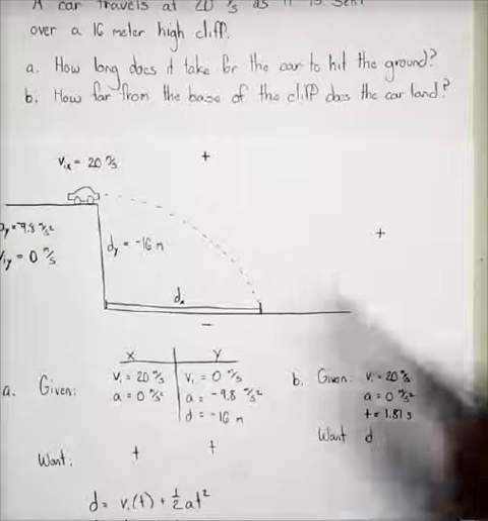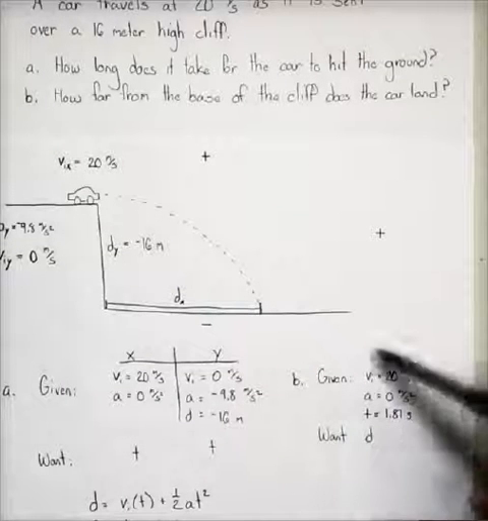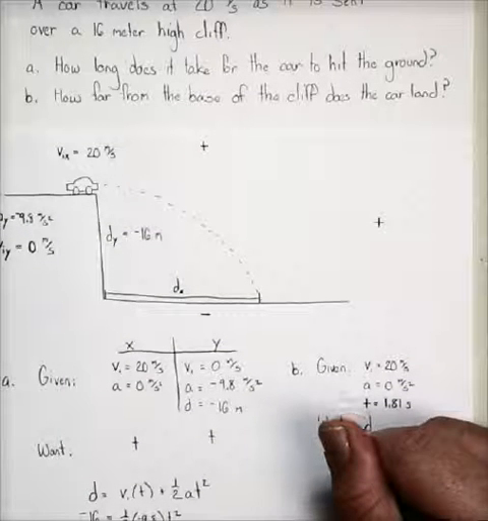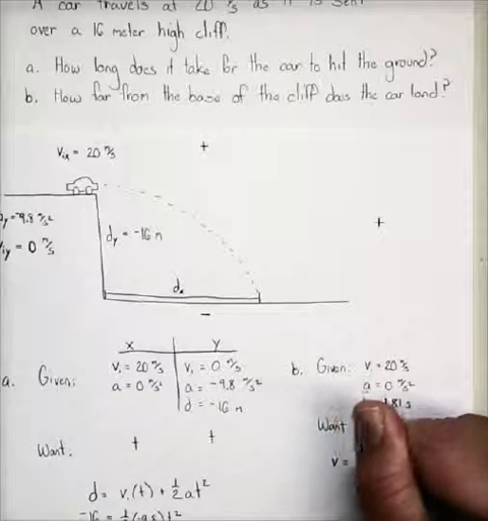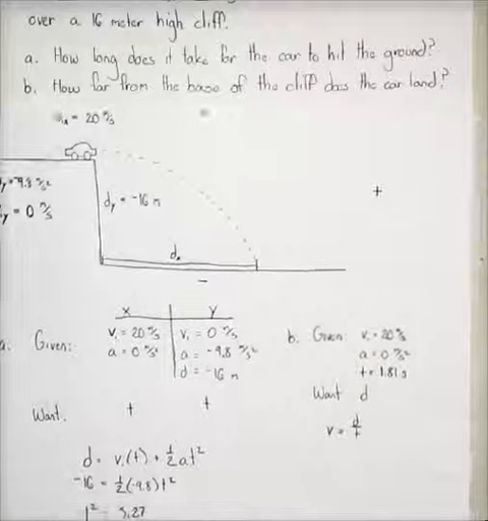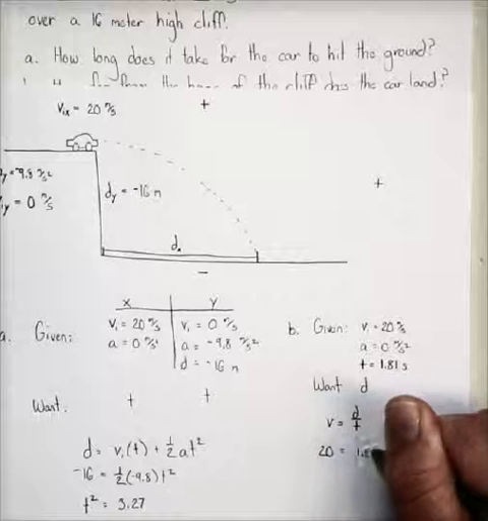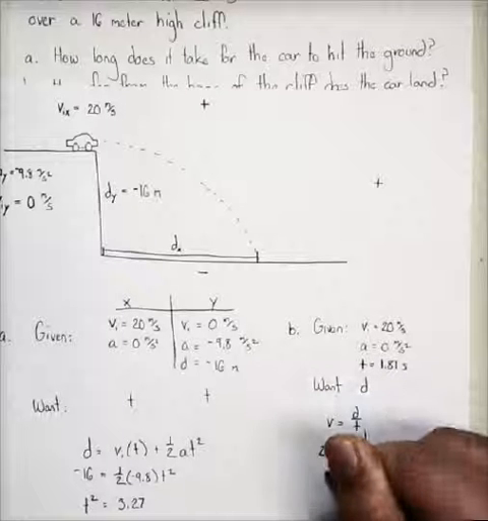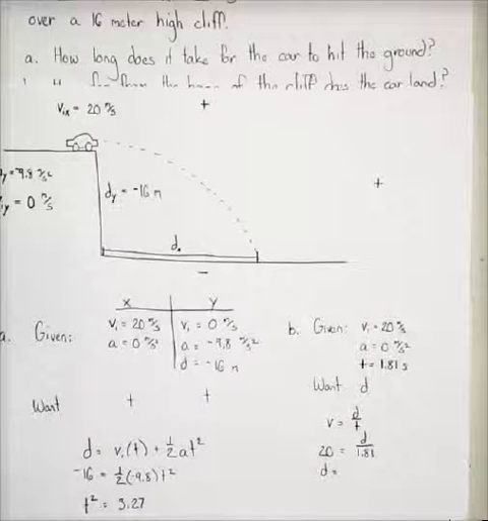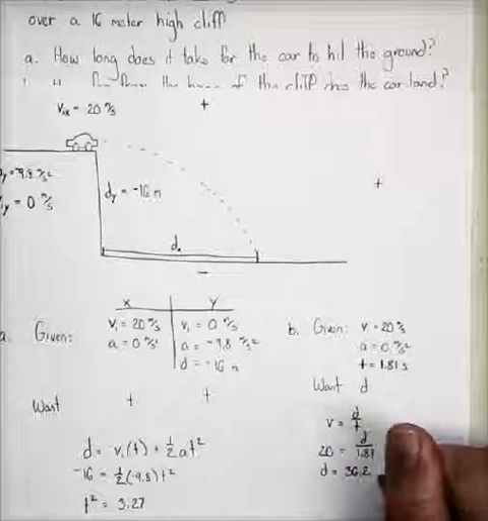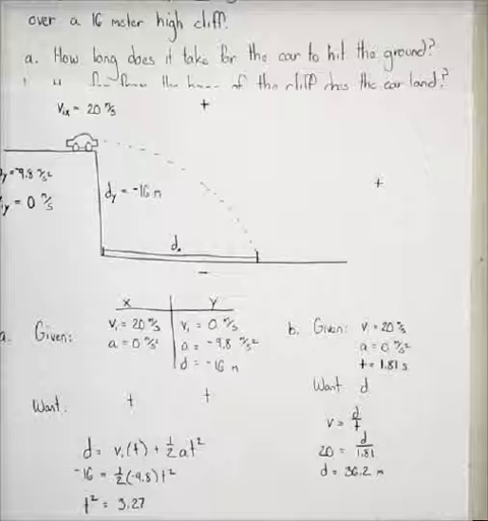Now, if you think about just these situations of constant velocity, which this is because acceleration is 0, we can just use our equation that speed is distance over time. We know our speed is 20, our time is 1.81, and it's pretty trivial from there to solve for the distance. It's just going to be 20 times 1.81, or 36.2 meters.